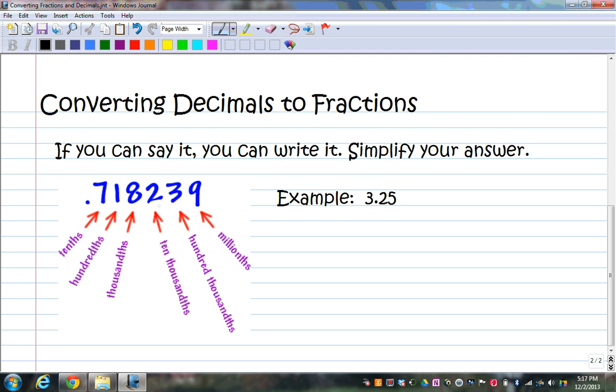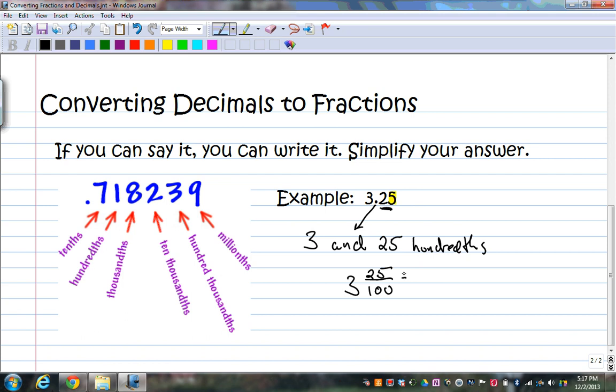So, for example, I have 3.25. Well, the way that you would read this is you would say 3. The decimal is read as and, so this is and. And then what you do is you say whatever this number is here, what is that number? It's 25. So it's 3 and 25, and then you look at the last number and say what place is that number in, and it's hundredths. So that's how you would write it, 3 and 25 hundredths.